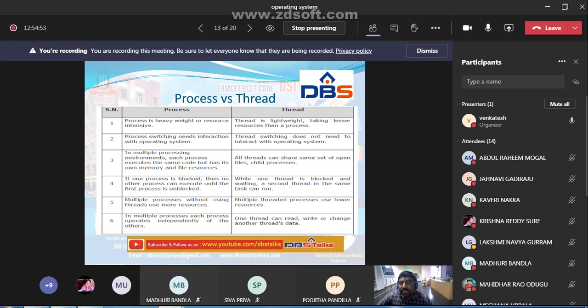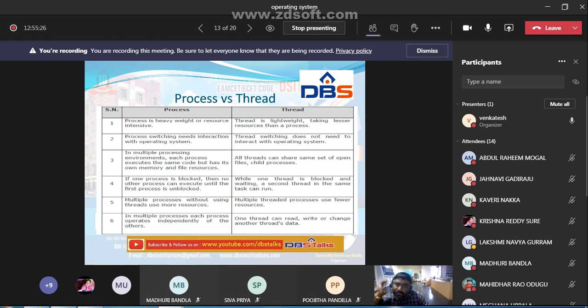Next, in a multiple processing environment, each process executes the same code but has its own memory and files, whereas threads can share the same set of files. If one process is blocked, then no other process can execute until the first process is unblocked. That means after completion of the first process only, the next process will execute.